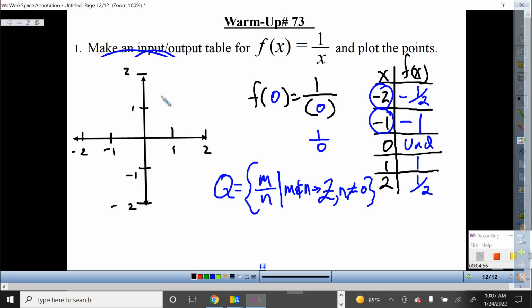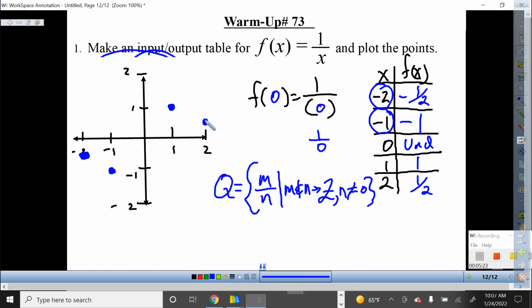All right, so here we go. Negative 2, negative 1/2. Negative 2, negative 1/2 is about right there. Negative 1, negative 1. Negative 1, negative 1, so it's about right there. F of 0 is undefined, so we can't plot anything here. 1, 1. 1, 1 is about right there. And 2 and 1/2 is about right there.